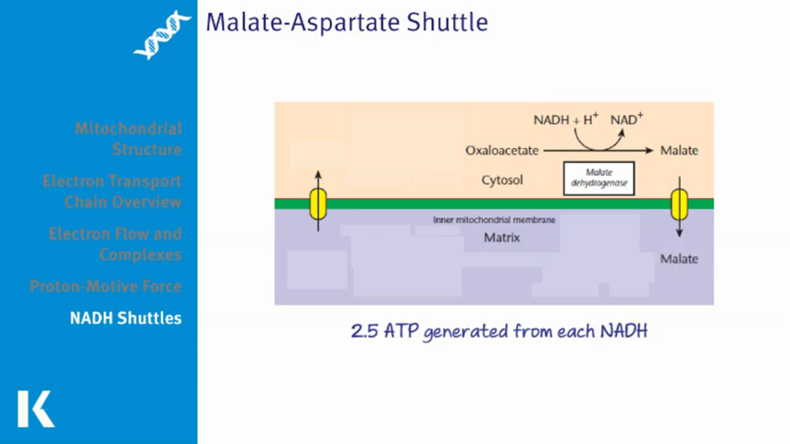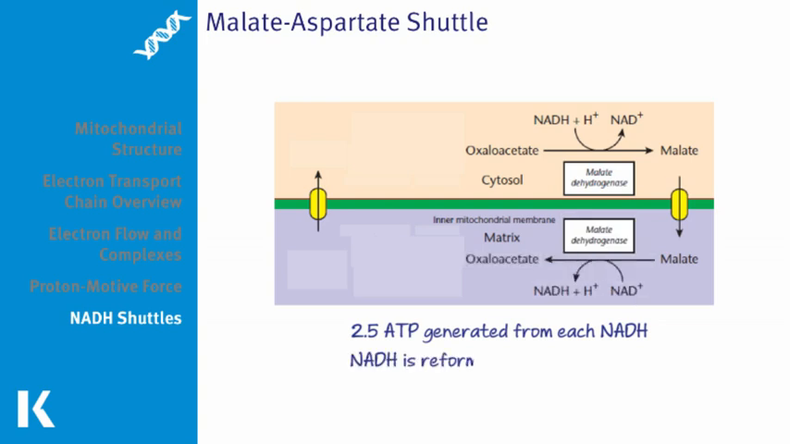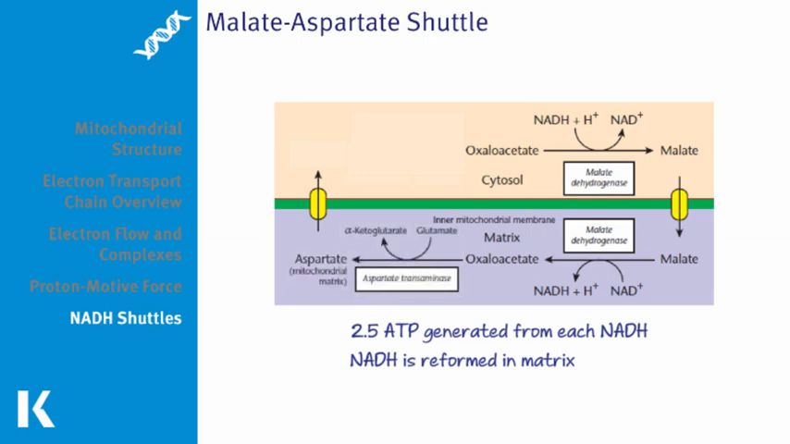Once inside, malate is acted upon by a second malate dehydrogenase enzyme that catalyzes the reverse reaction, producing oxaloacetate and NADH. NADH can enter the electron transport chain directly at complex 1, but oxaloacetate must be converted into aspartate before it can be recycled. Aspartate transaminase catalyzes the interconversion of oxaloacetate and glutamate to alpha-ketoglutarate and aspartate, which can then cross the mitochondrial inner membrane and be converted back into oxaloacetate.